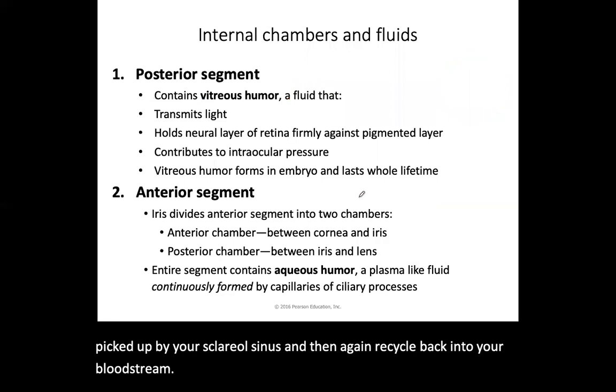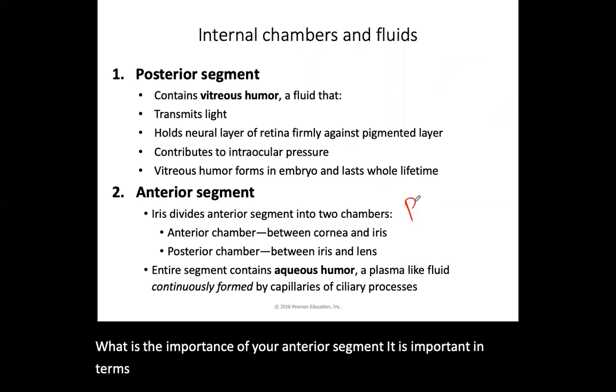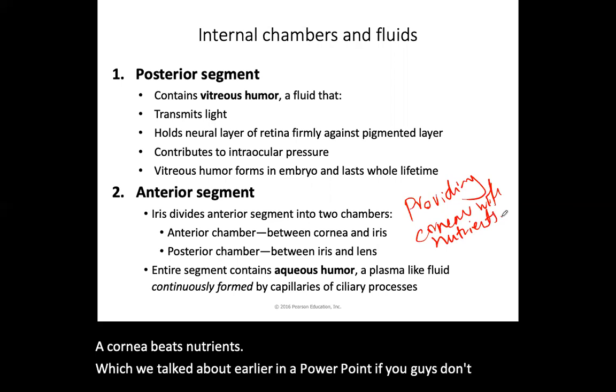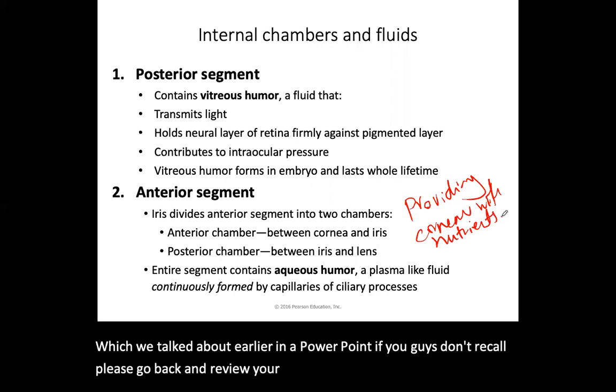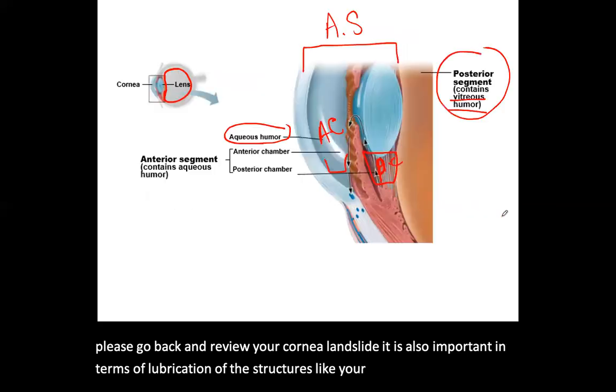So what is the importance of your anterior segment? It is important in providing your cornea with nutrients, which we talked about earlier in the PowerPoint. If you don't recall, please go back and review your cornea slide. It is also important for lubrication of structures like your iris and your lens.